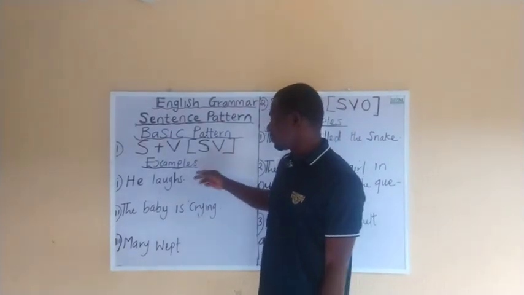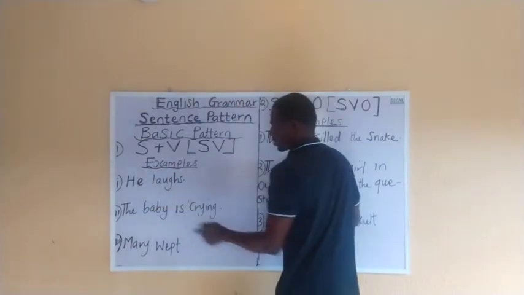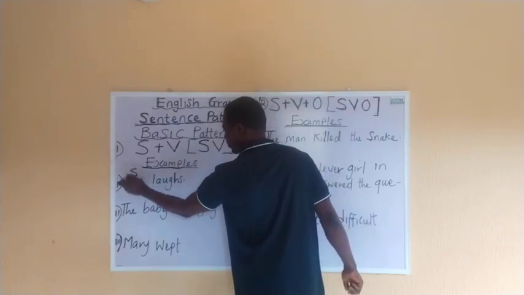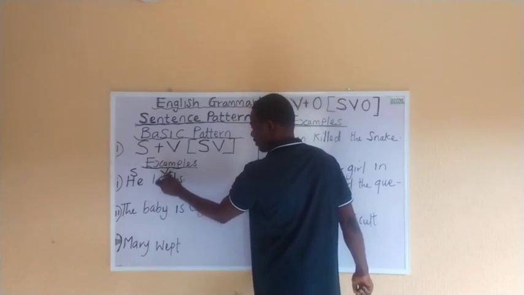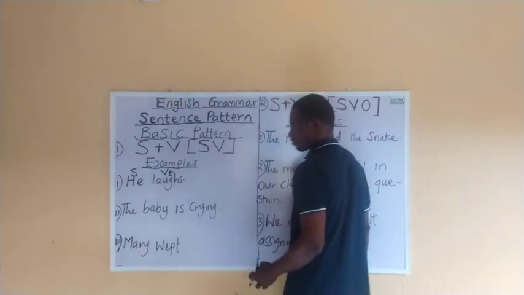Subject verb. Examples of the subject verb. He laughs. He here is a pronoun acting as a subject. Laughs is the verb. It's a transitive verb, and it's also a simple verb.